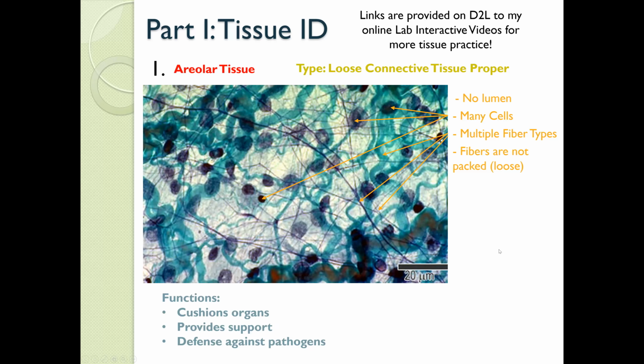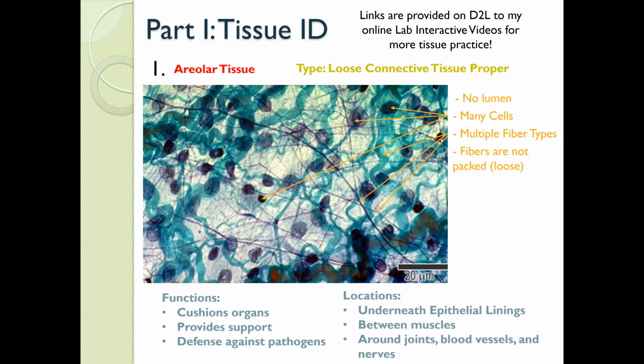The functions of areolar tissue include that it cushions organs, it provides support, and it provides defense against pathogens, specifically with the macrophages that can be found here. And you were also asked to list one location. So here are the locations. It can be found underneath epithelial linings, between muscles, and around joints, blood vessels, and nerves.